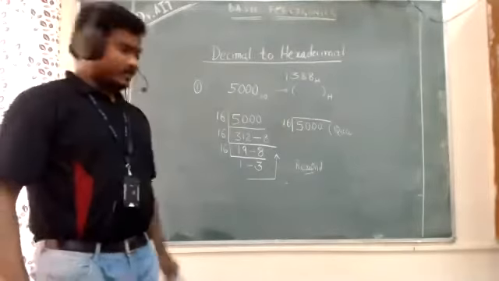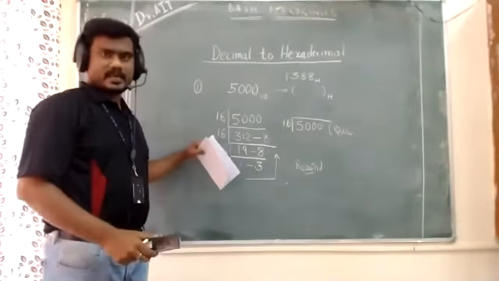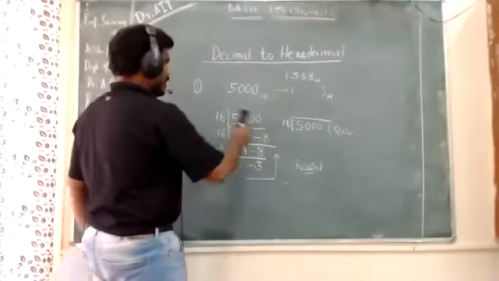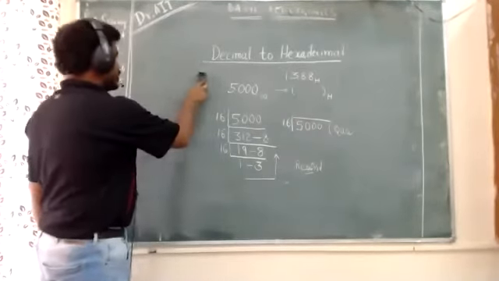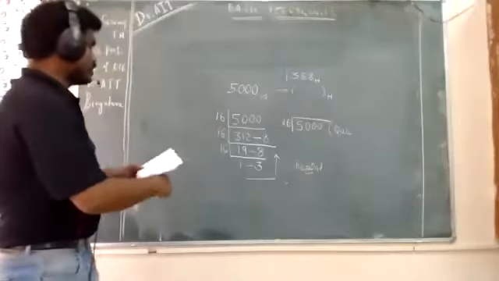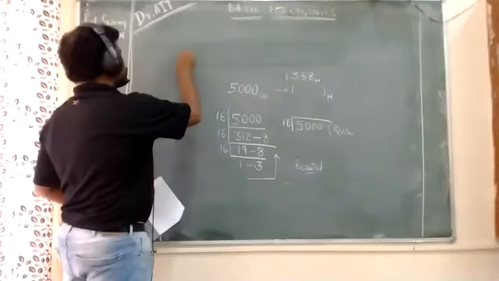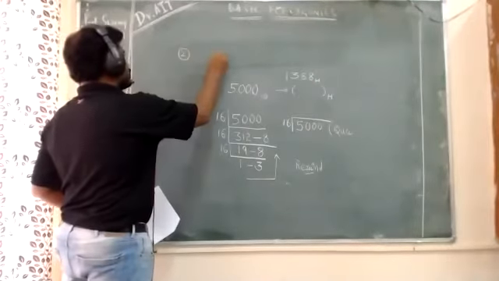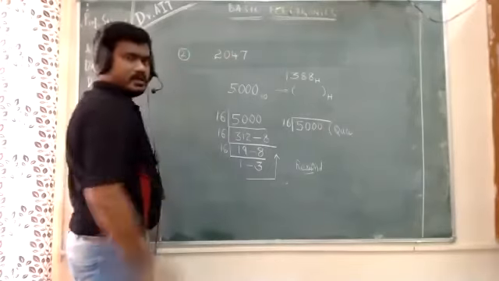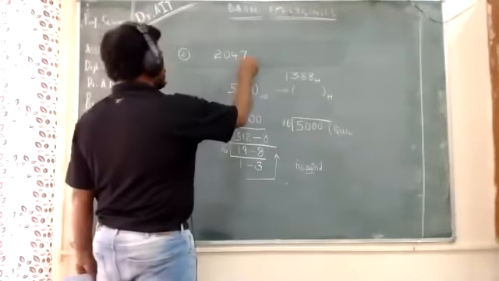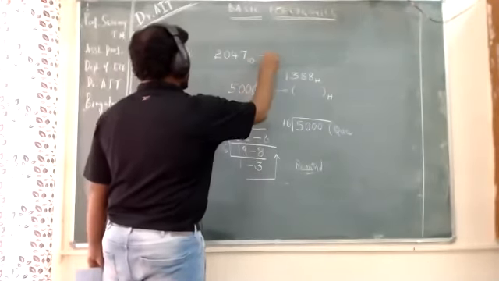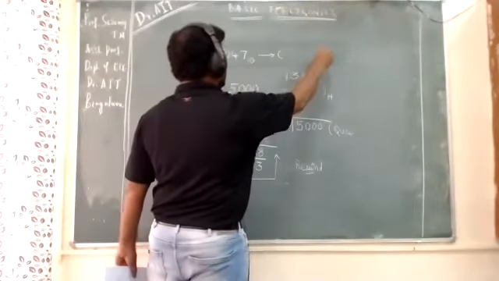So I will take another example. I hope this example is clear for you all. The other example is this: 2047. So this is 2047, and this number is a decimal number, and you have to convert this into a hexadecimal number.